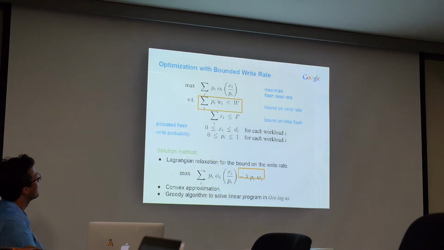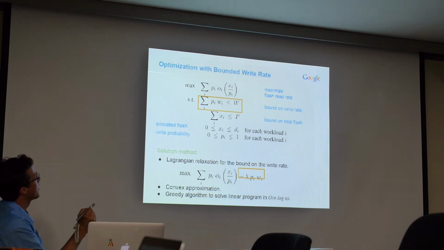I don't think I want to go through the math here, but it's pretty straightforward. We're trying to maximize phi, our cacheability function. We want to maximize the read rate with a bound on the write rate, W, some arbitrary bound, and a bound on the total amount of flash. The xi's are the amount of flash we have for each user. So I guess we're summing over individual workloads, i, here.